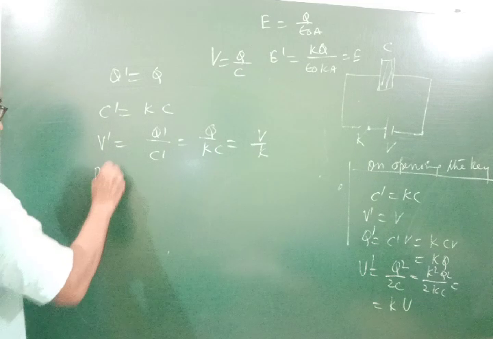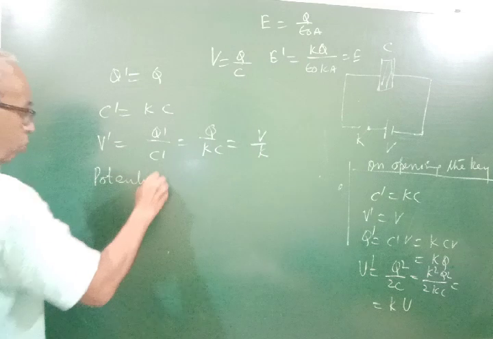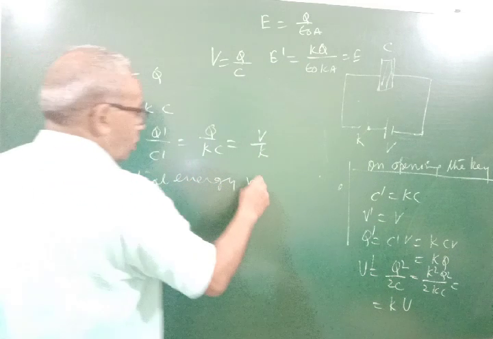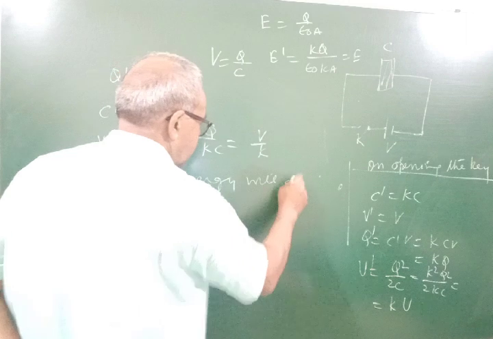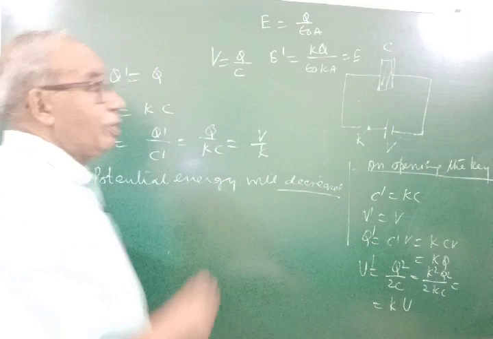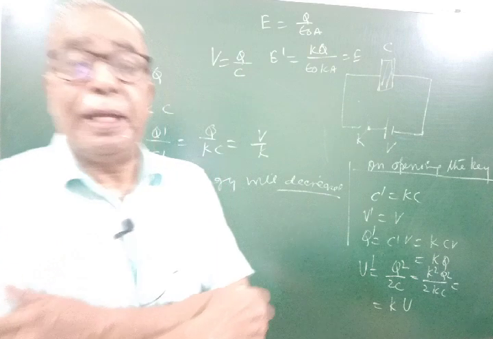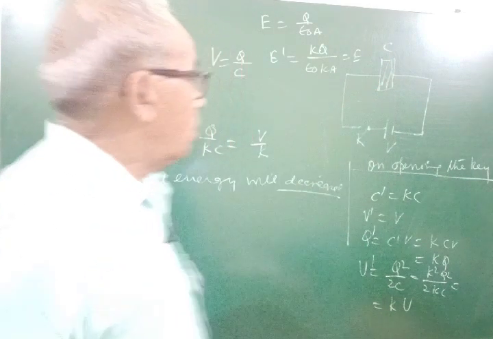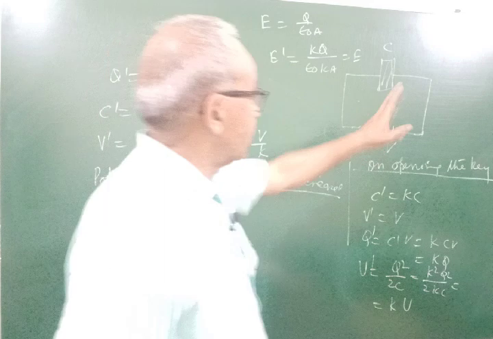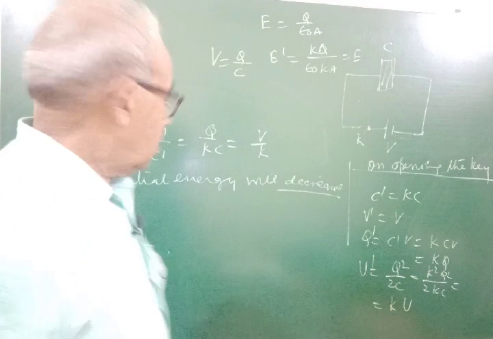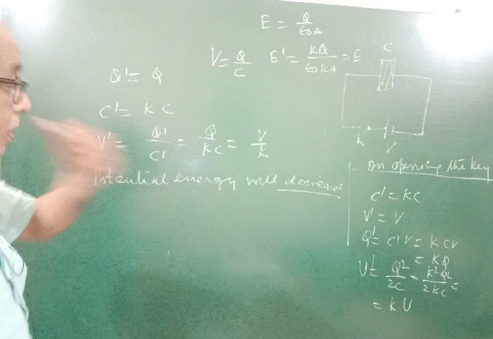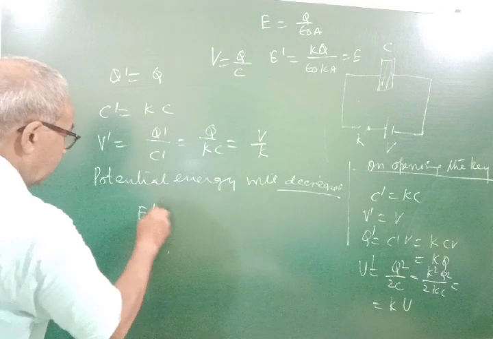Potential energy will also decrease when we insert the slab between the plates after disconnecting the battery. The electric field will also decrease because the potential has decreased. E dash will be E by K.